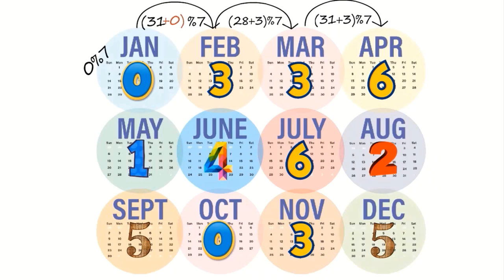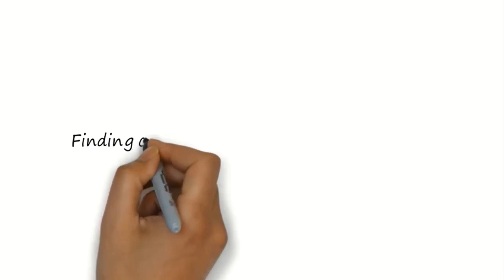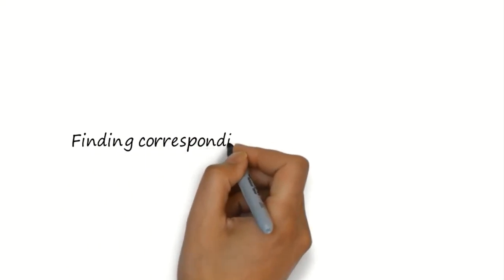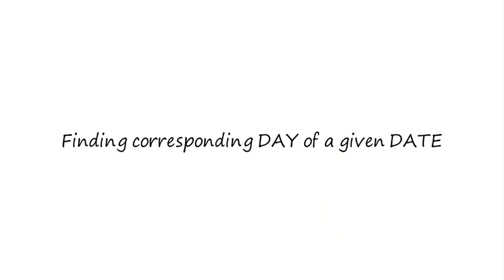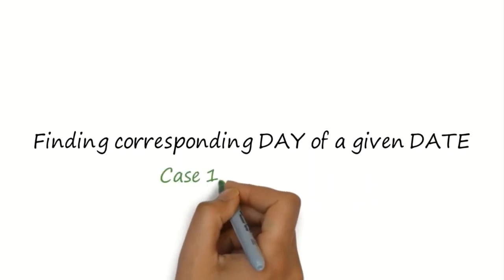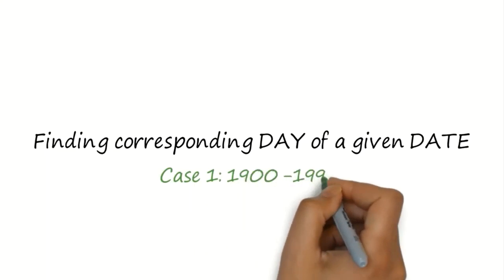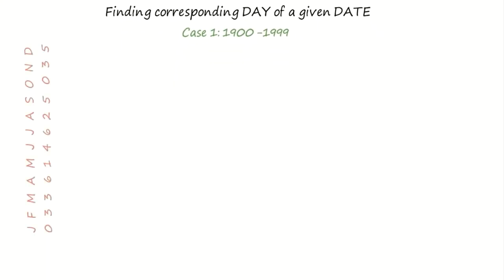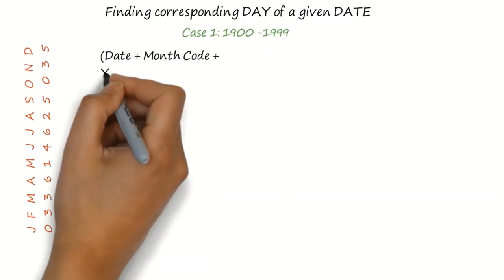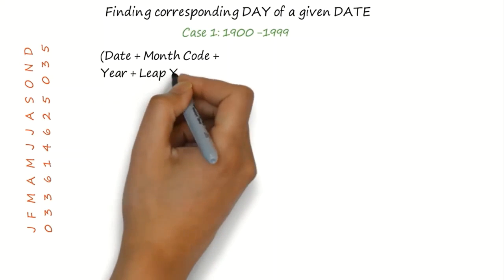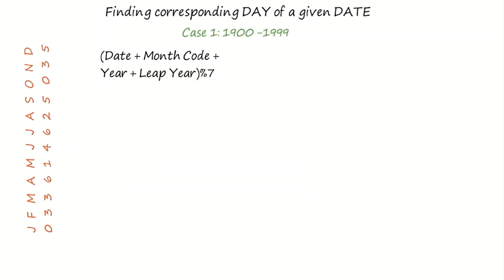But it is always advisable to remember these month codes, which will help you to solve the problems in less time. One of the most frequently asked questions is to find the day of a given date. First, let's see how to calculate if the date ranges between 1900 till 1999. Here, I will consider the formula as date plus month code plus year plus leap year mod 7. Now follow the instructions very carefully.